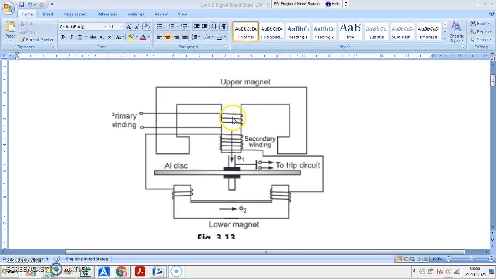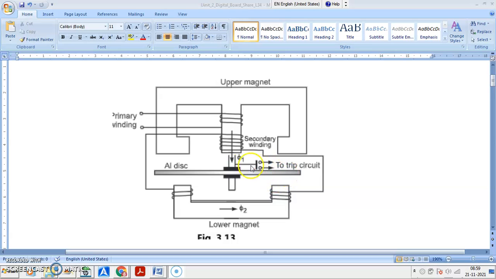Then this flux phi1 is not only associated with upper magnet and primary winding, it is also associated with secondary winding too. So part of flux linking with secondary winding, phi2, develops secondary induced EMF in the secondary winding. So because of this part of flux linking, eddy current flows through the disc.